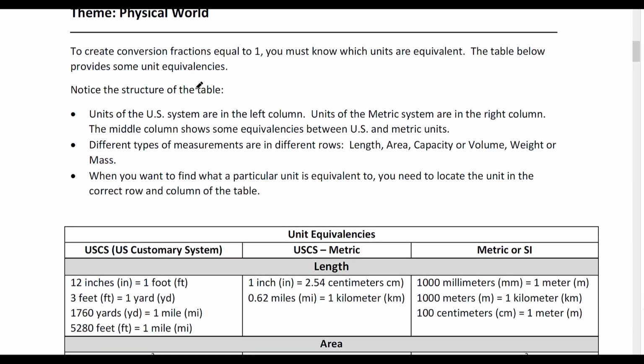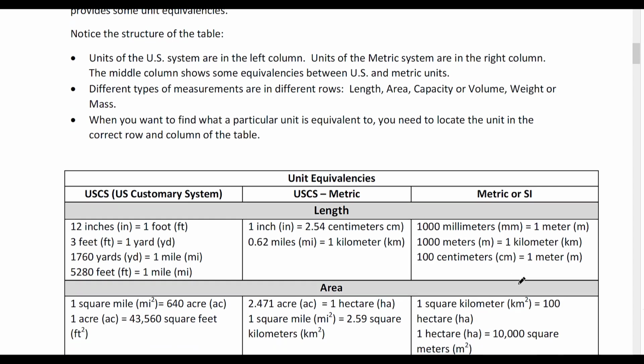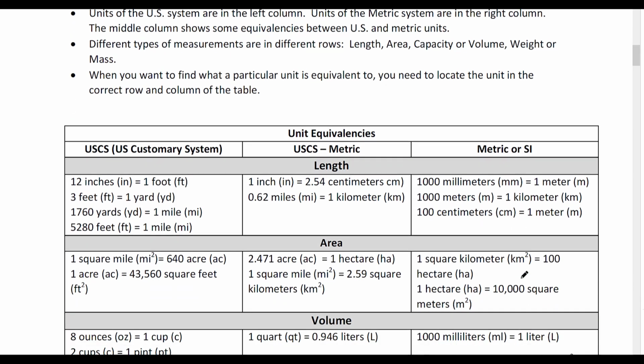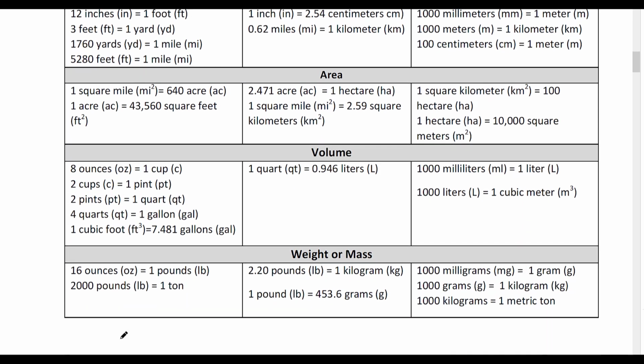To create conversion factors equal to 1, you must know which units are equivalent. So here's a table of equivalencies. And you can peruse that as needed as you're doing the work. Okay, 16 ounces, 1 pound. 2,000 pounds is 1 ton. 2.2 pounds per kilogram. 1 pound per 453.6 grams.